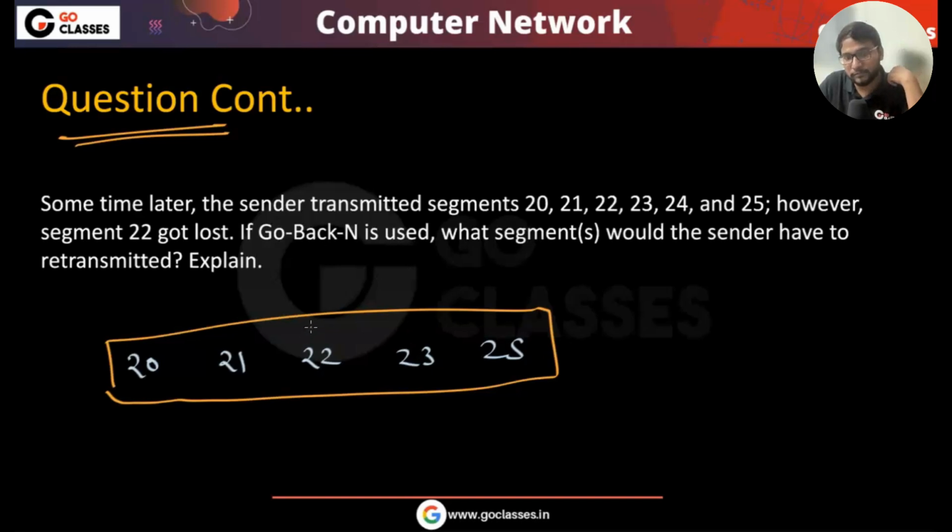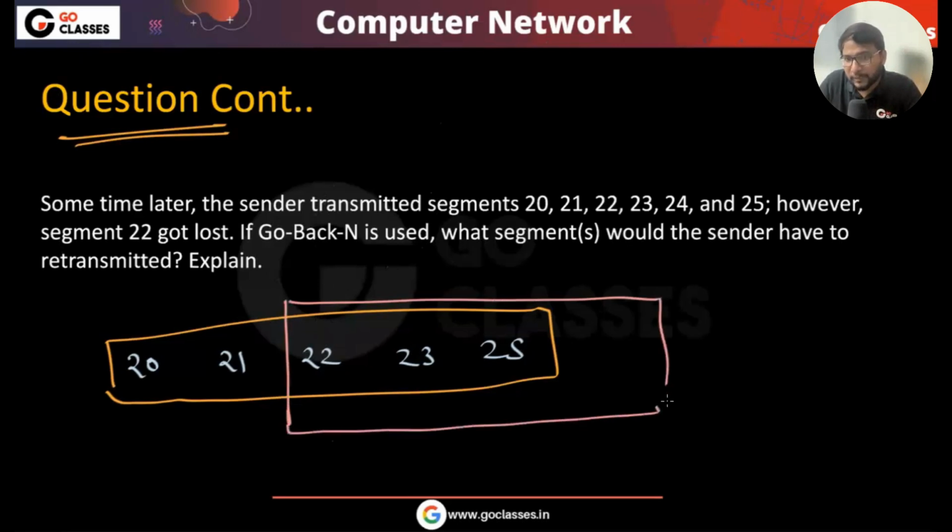If this has been lost, then, if 22 got lost, it means the window will not be able to slide after it, right? I mean, the base will be 22. Now they have not given whether 26 and 27 are there or not. Let's suppose that 26 and 27 are also there. In that case, you will be retransmitting whatever segments have to be retransmitted.